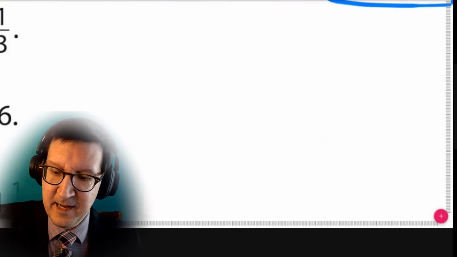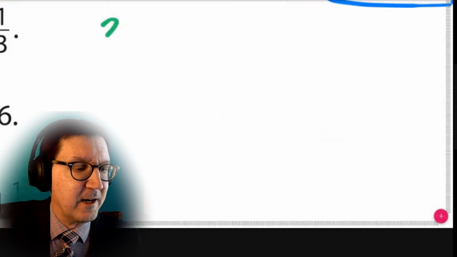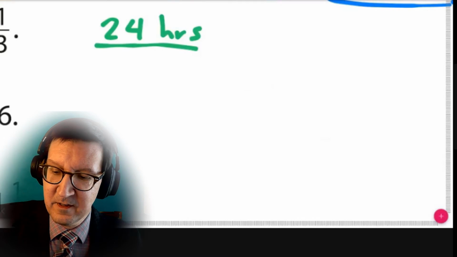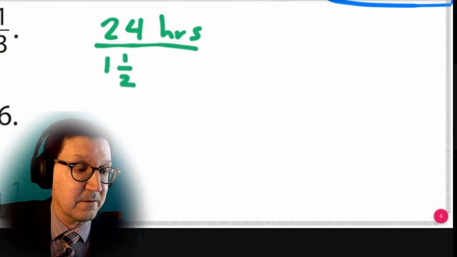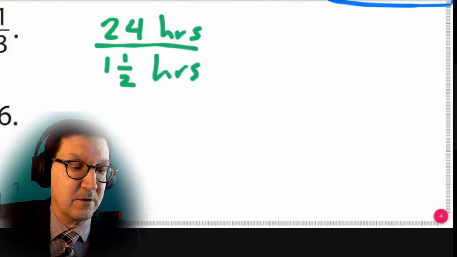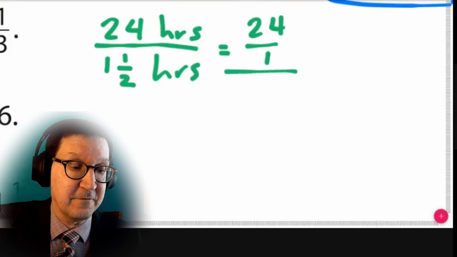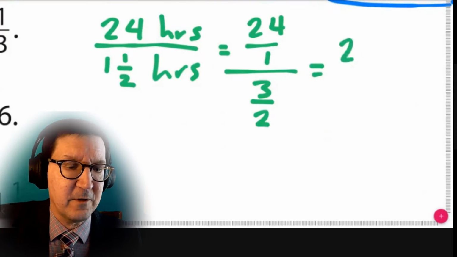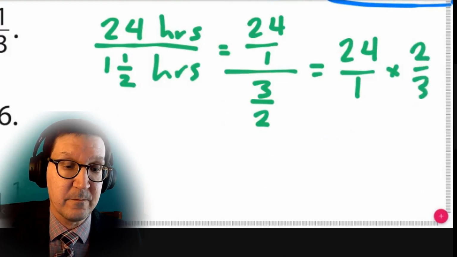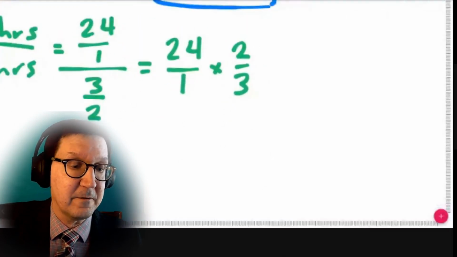Because let's say we have 24 hours and we're dividing that by 90 minutes. And we know that 90 minutes is 1.5 hours. So we're dividing 24 hours by 1.5 hours. And that looks like 24/1 divided by 3/2 again. So we can work that out. We have 24/1 times 2/3 because we're multiplying by the reciprocal.